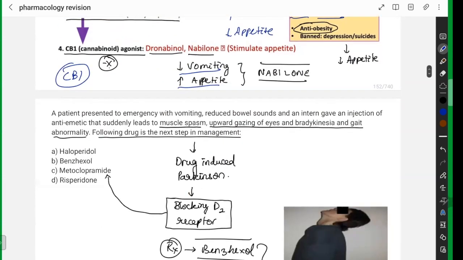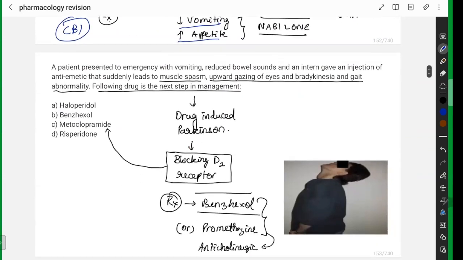Now moving on to the next question. This is going to help you to remember drug-induced Parkinsonism. Yesterday we discussed this question. A patient presented to the emergency department with vomiting and reduced bowel sounds, and was given an injection of an antiemetic, but that led to muscle spasm, upward gazing of eyes, bradykinesia, and gait abnormality. All these point towards Parkinson's. But the patient was given some antiemetic drug that led to Parkinsonism. What is that? That is going to be metoclopramide.